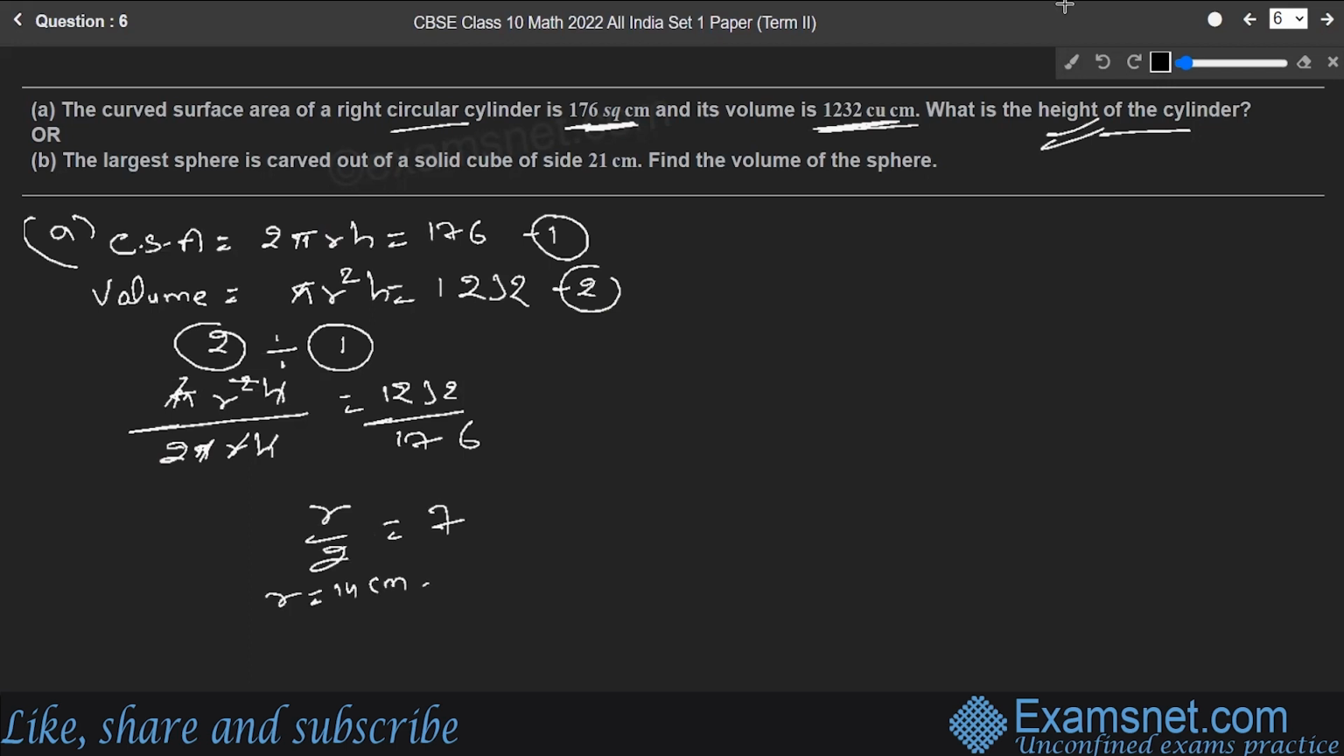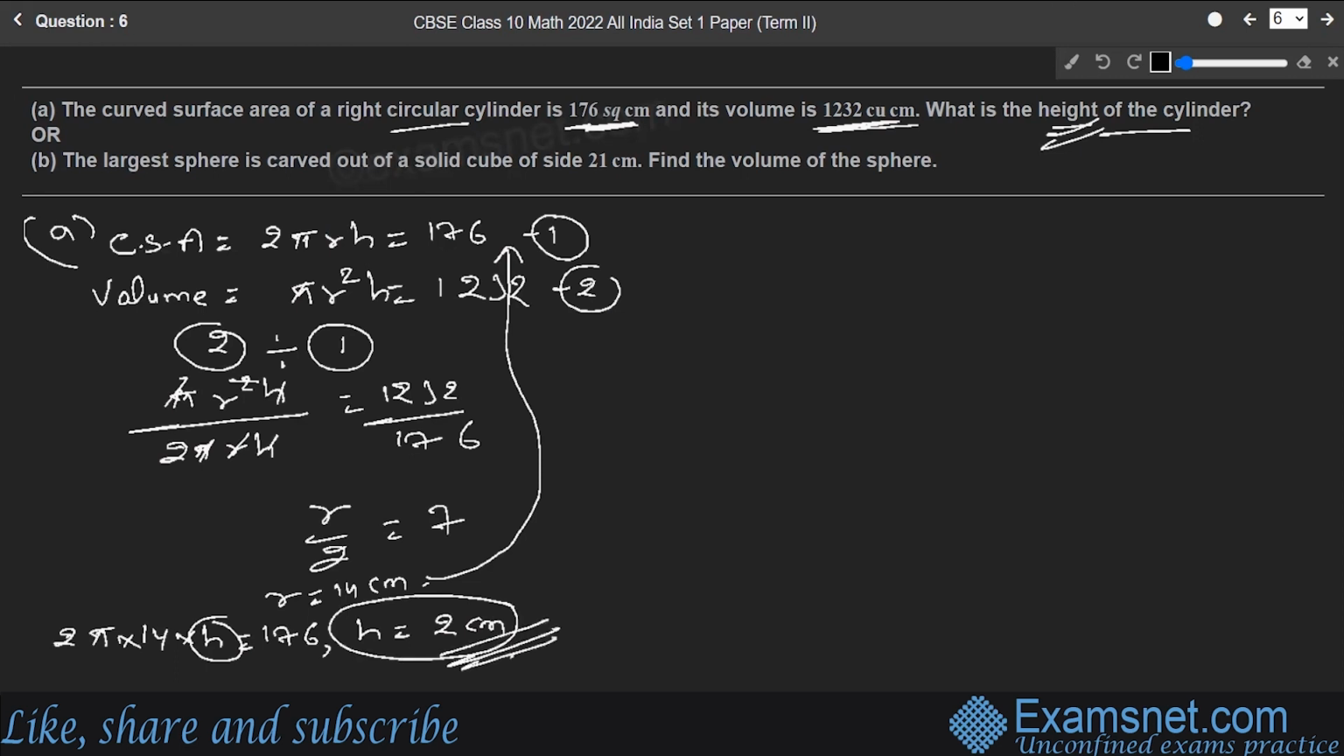They have asked us to find the height value. So let us put this r value in equation number 1. We can write 2 pi into 14 into h is given as 176. So here we can find the h value, and it is coming out to be 2 centimeters. Okay, the h value is 2 centimeters. That's what they have asked for, the height value, and that is the answer.